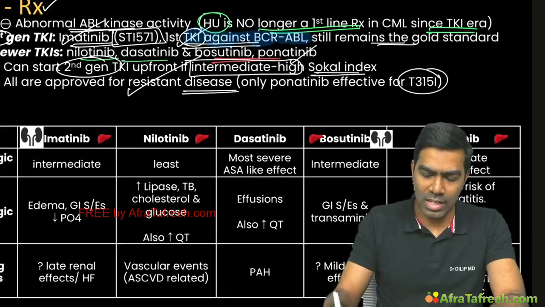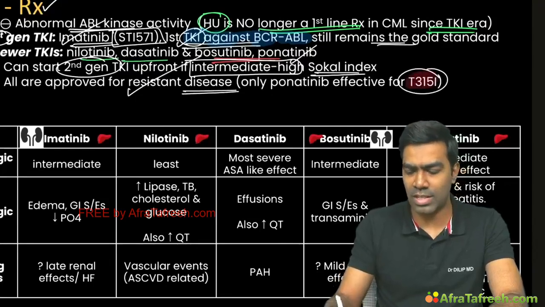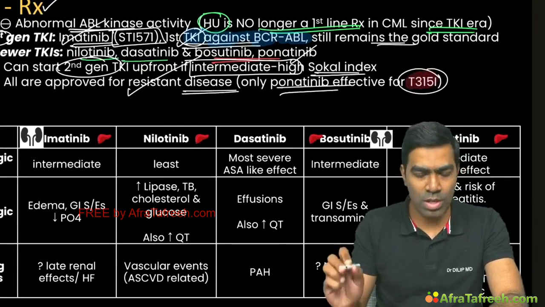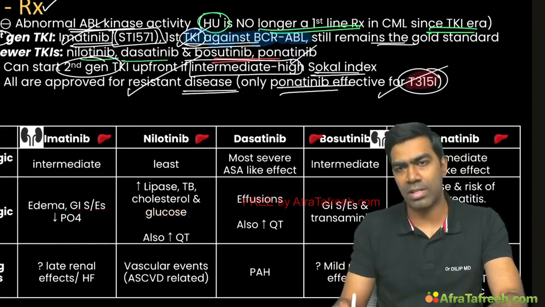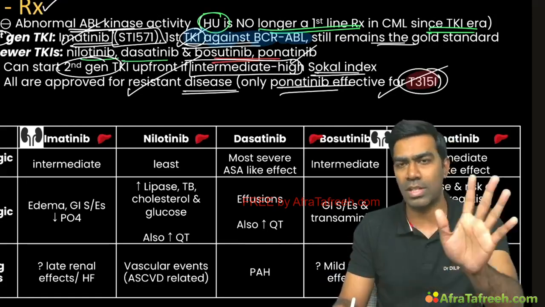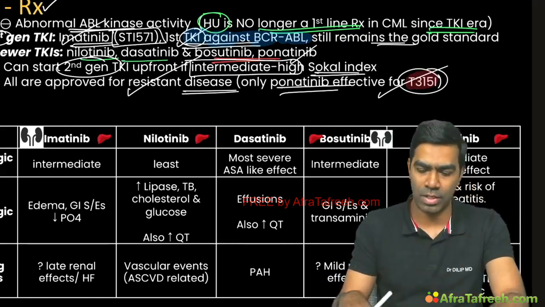There is a lethal mutation, a very important mutation called T315I mutation. For this mutation, only ponatinib will be effective, and this can be asked in exams. Treatment of choice for T315I mutation is ponatinib. No other TKIs work for this lethal mutation.